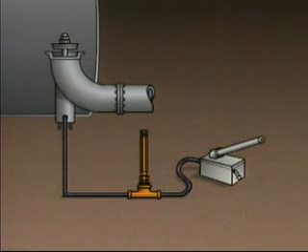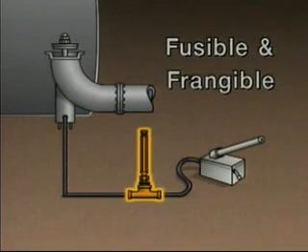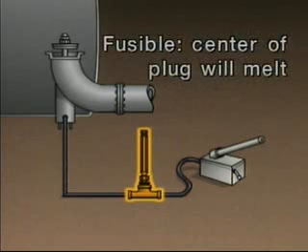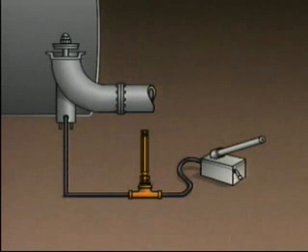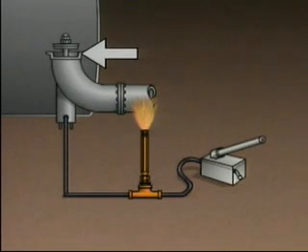This is possible because the tubing that carries hydraulic fluid from the pump to the valve has a plug that's both fusible and frangible. The plug is fusible because its center will melt if it's exposed to fire or extreme heat. It's frangible because it can be broken during an accident or emergency. If the plug melts or is broken, hydraulic fluid will escape from the system. As a result, pressure that's holding the safety valve open is lost, and the valve closes.